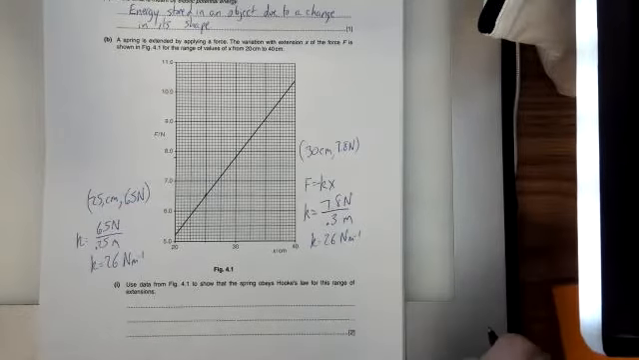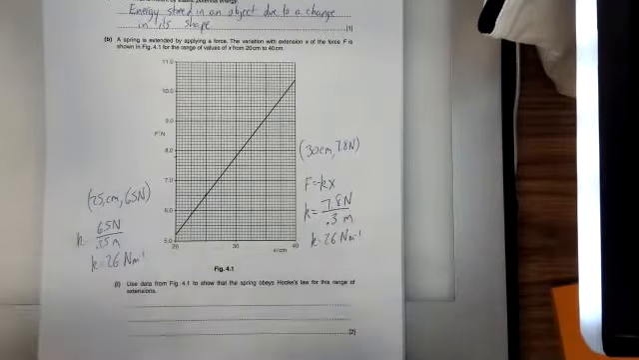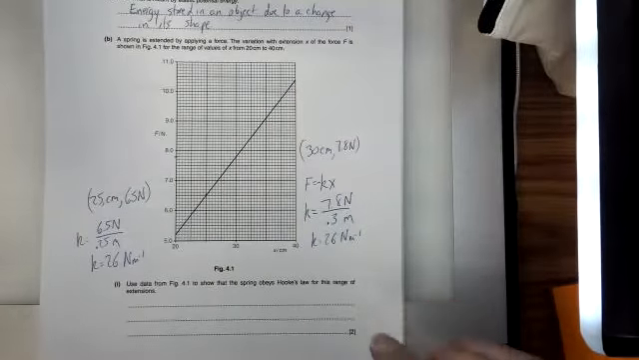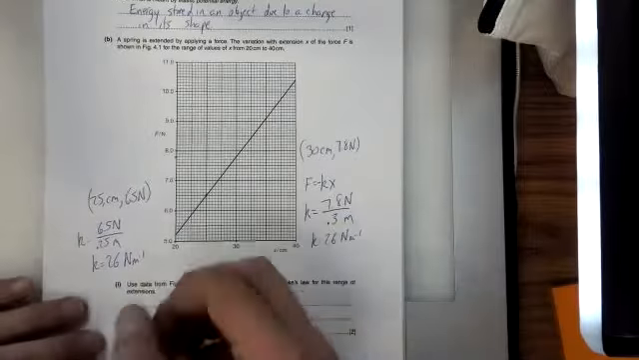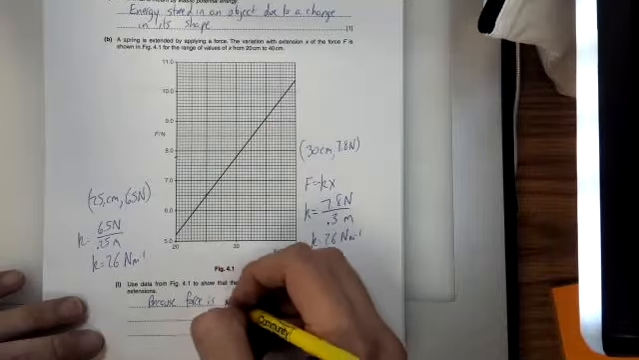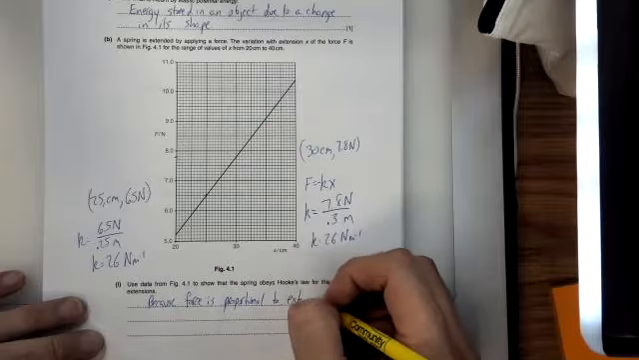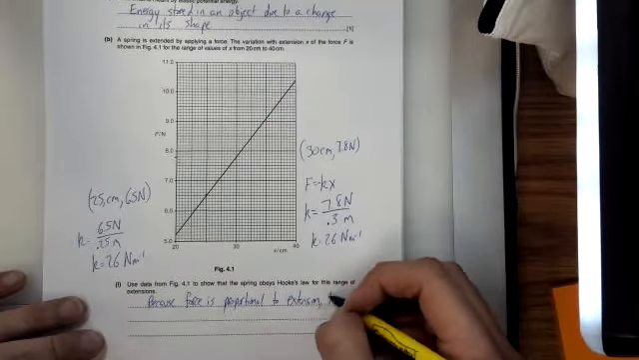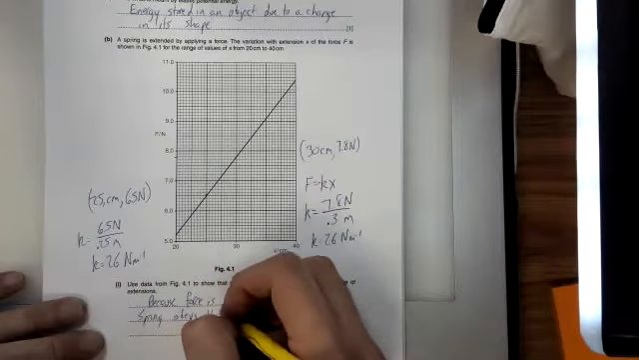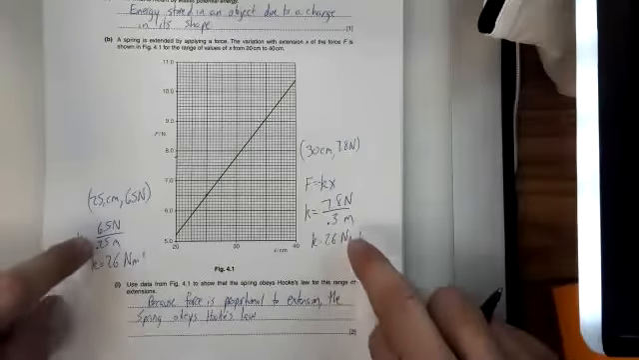So it does say use data from the figure. And sometimes it'll say without calculation, explain something. It's just wanting you to qualitatively interpret the data there. But here it says, use data. And so we could actually test it and say, because force is proportional to extension, the spring obeys Hooke's law. And you can say, oh, for this range of extension. And the calculation here shows it out.